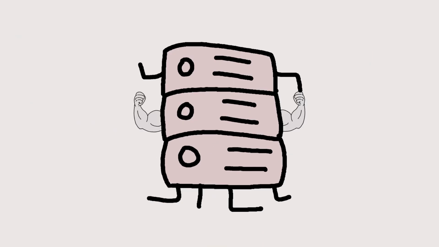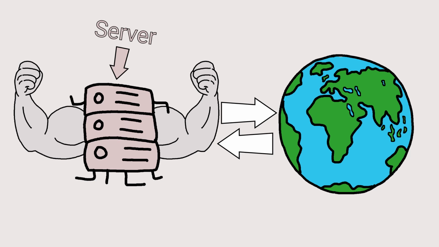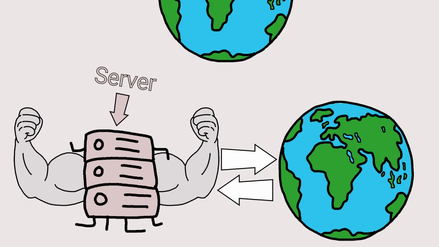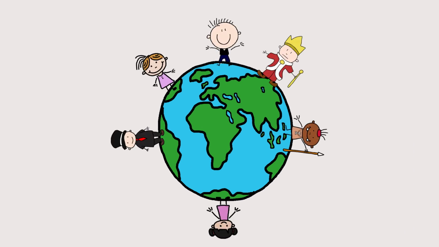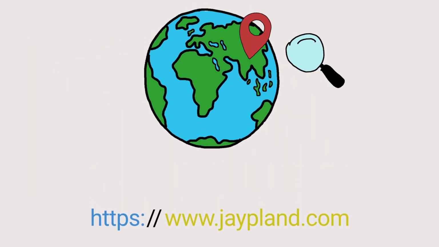A special powerful computer connected to the internet called a server stores these files. Hosting these files on a server makes it reliable and accessible to anyone anytime. The URL is an address that shows where a particular page can be found.